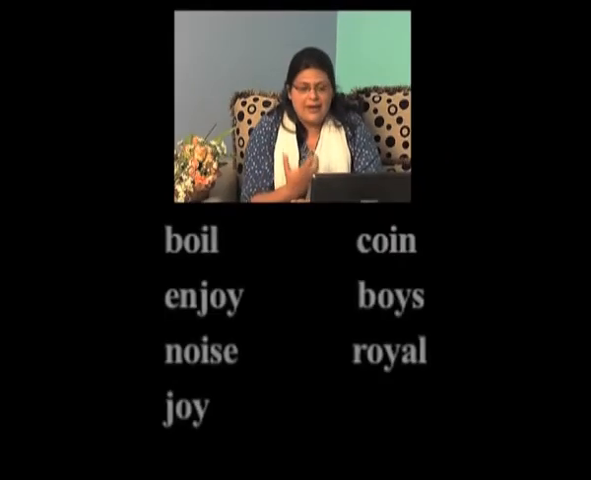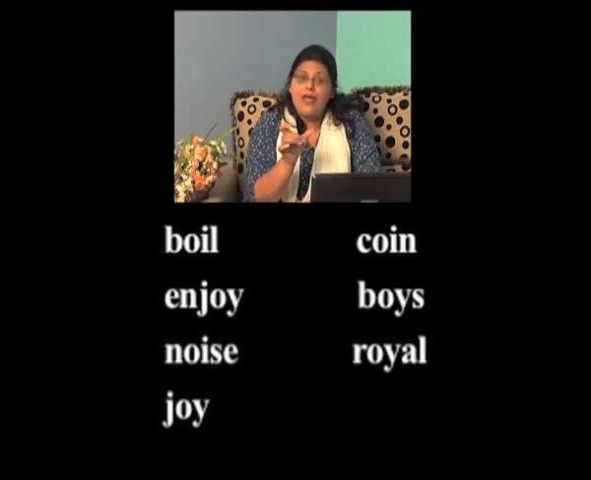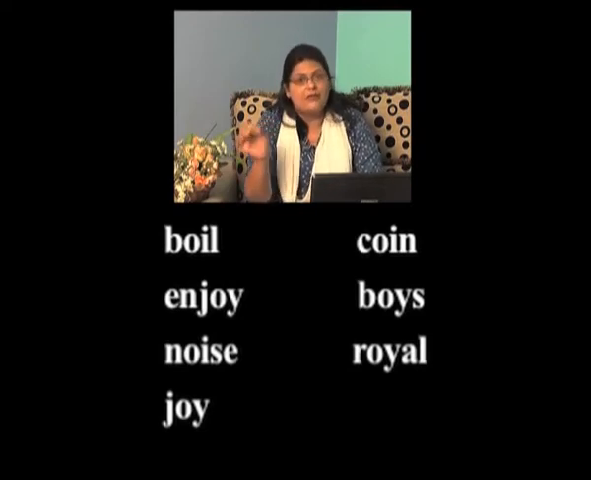Did you manage to do all the words? Did you manage to unscramble them all and make meaningful words? Let's check whether our answers are correct. The words are, and I'd also like you to repeat them after me. Boil, enjoy, noise, joy, coin, boys, and royal. Now in the word royal, we use the oi and then follow it with the short schwa sound as well. Royal, royal, royal.